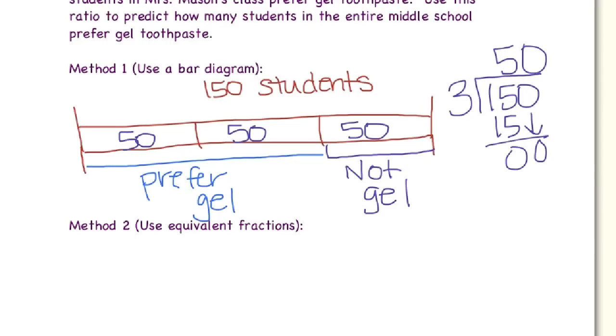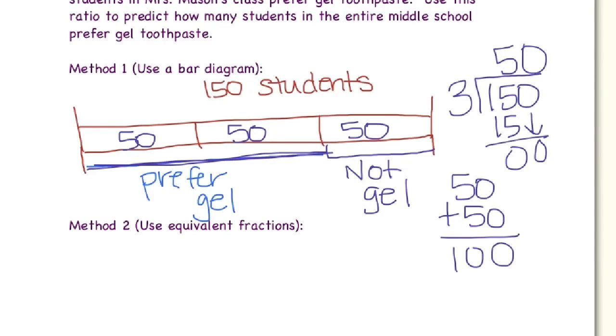Now let's go back to our question. It says, use this ratio to predict how many students in the entire middle school prefer gel. Well, we know that those who prefer gel would be in this section. So that group right there, there's 2 groups of 50. So what we're going to do is add 50 plus 50, which of course gives us 100. So 100 students we would predict prefer the gel toothpaste. 100 students prefer gel.